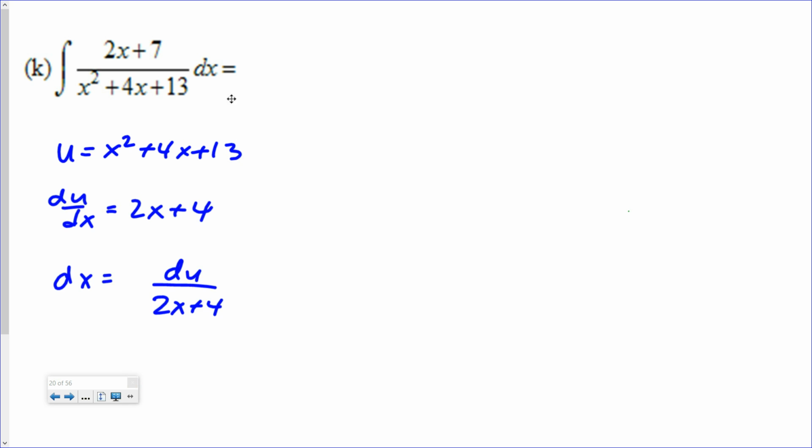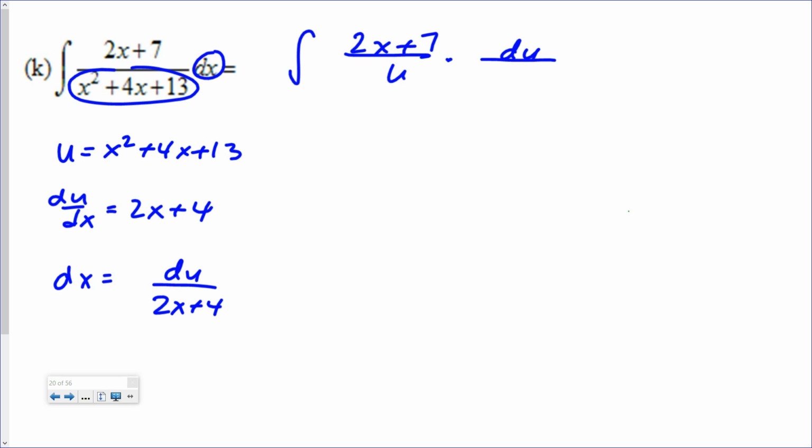I would replace two things. I would replace my dx, and I would replace my u. So that gives me 2x plus 7 over u times du over 2x plus 4. I would pause for a bit, and I would say, do my x's cancel out? No. I know they both have two x's, but in real math, you guys good with this? In real math, the two x's don't cancel out.